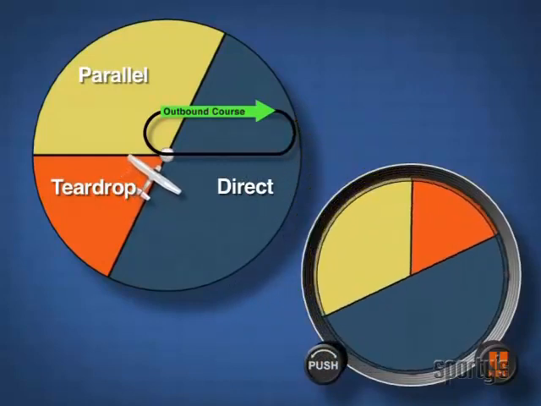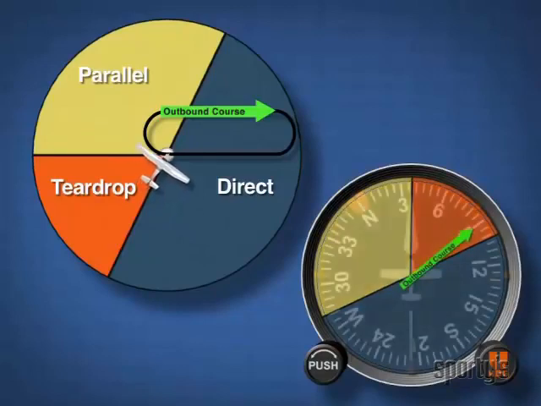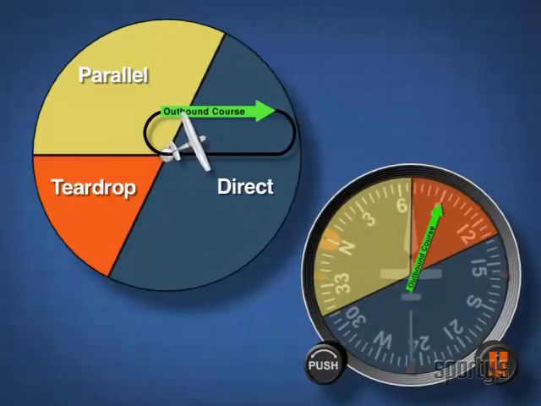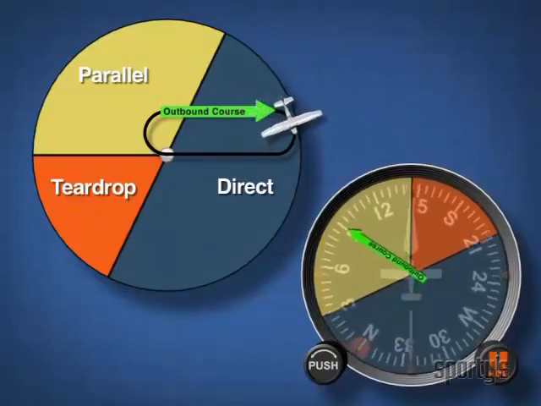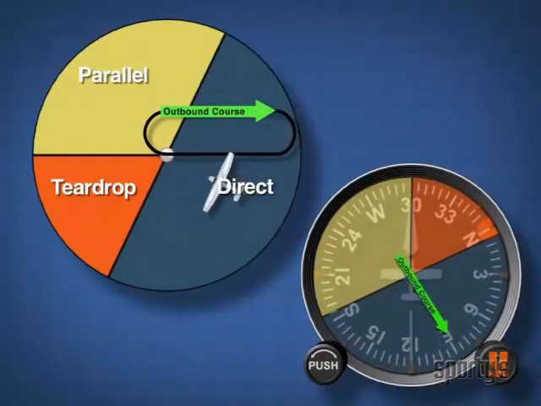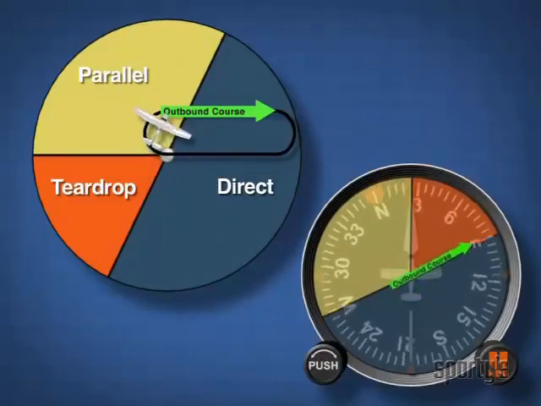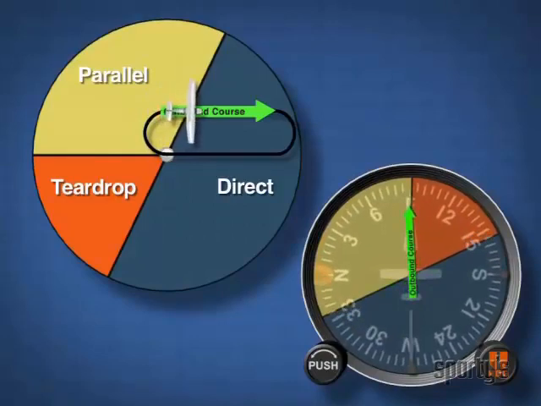The teardrop section is the smallest, only 70 degrees on the right of the nose. At the fix, turn to a heading 30 degrees from the outbound course toward the holding side for 1 minute. Then, turn in the direction of the holding pattern to intercept the holding course. The direct entry section is the largest, covering a 180-degree arc. Simply turn right outbound and fly the pattern.